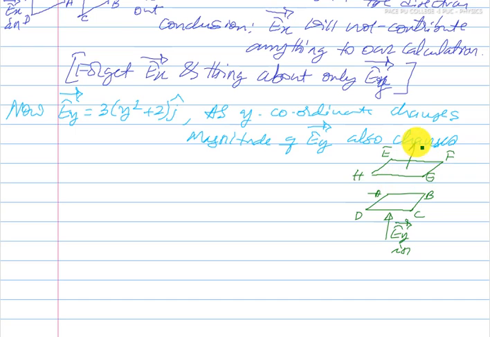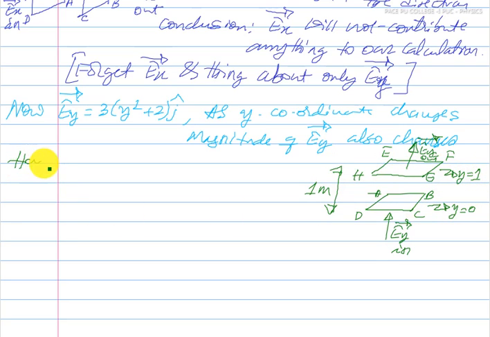Here we have E_y out. The value of y for the bottom surface is 0, and since the side is 1 meter, the value of y for the top surface is 1.